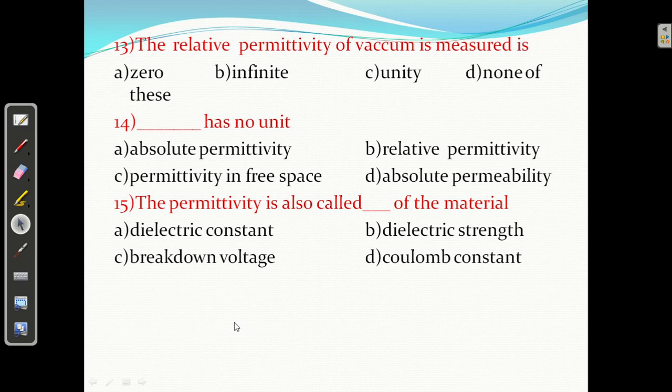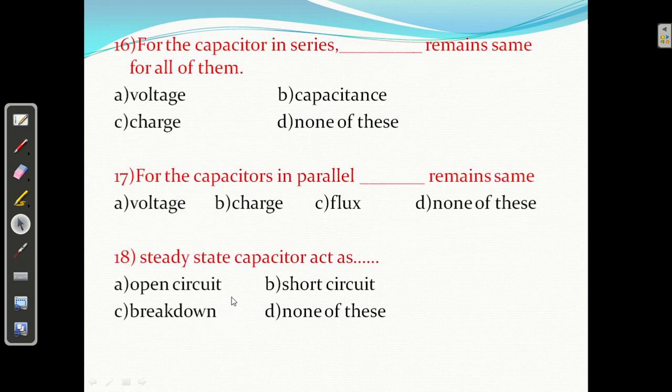Question number 16. For the capacitors in series, what remains the same for all of them? If the capacitors are in series, charges will be the same. Question 16, the answer is C, charge. Yes, in series, charges are the same.